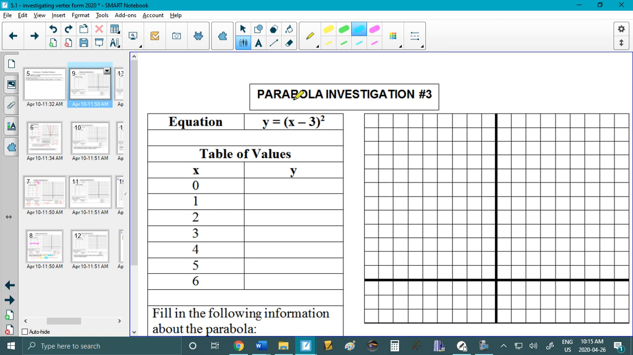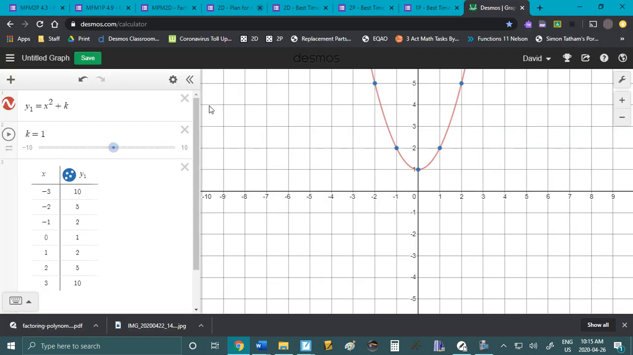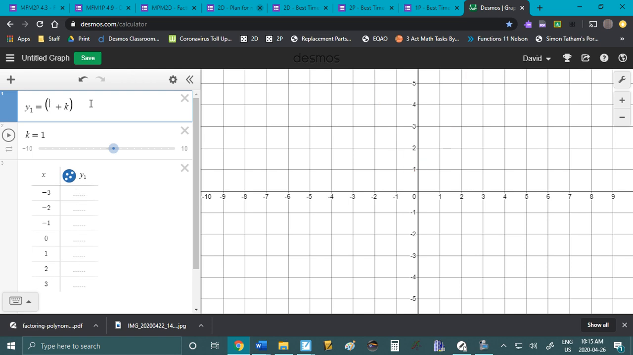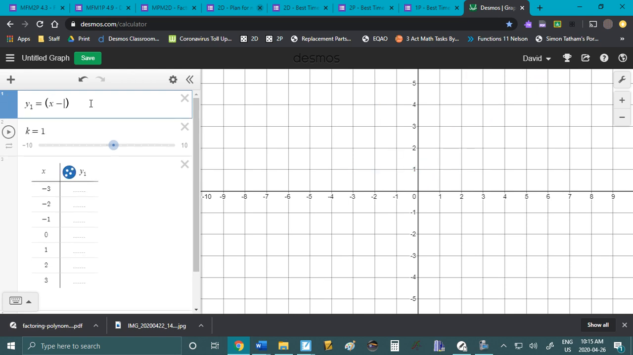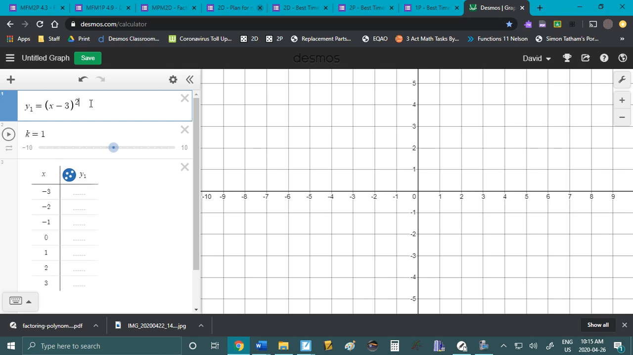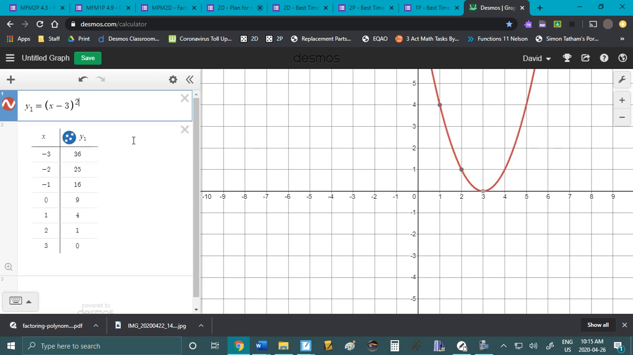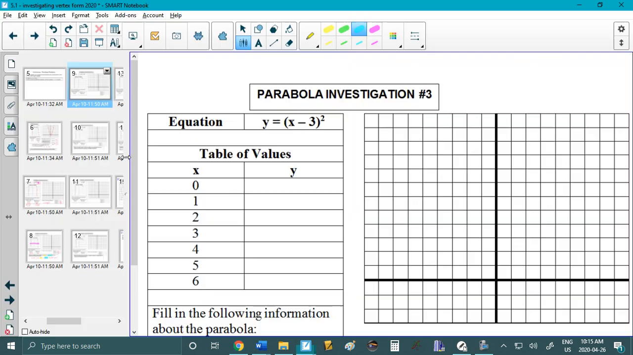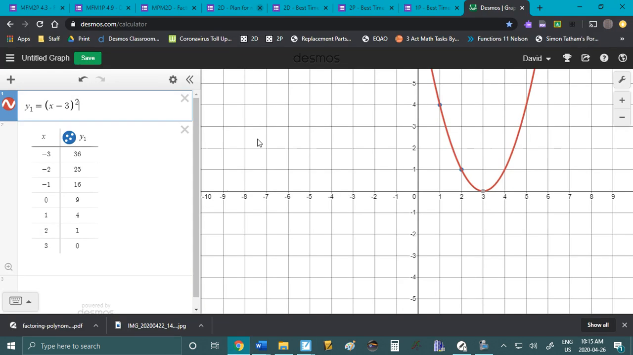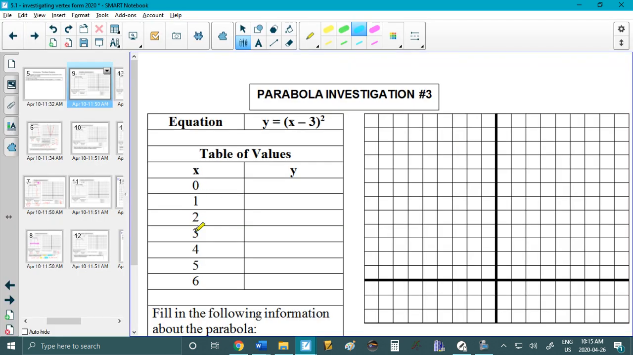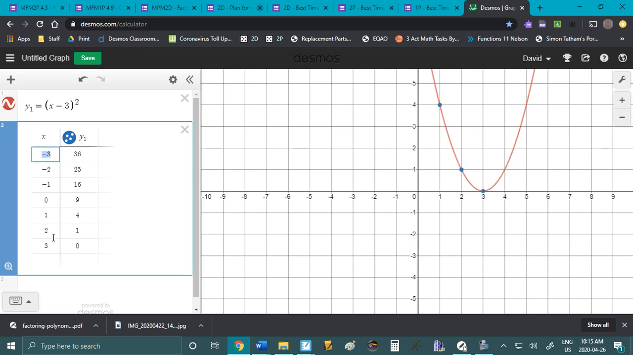Now let's try this one. Now we've got brackets, and those brackets are very important. So I'm going to erase this whole thing. Go bracket x minus 3 squared. I'm going to erase this slider for k, and we did (x minus 3) squared. We've still got our same table here, except for now it's changed. So 0, 1, 2, 3, 4, 5, 6.